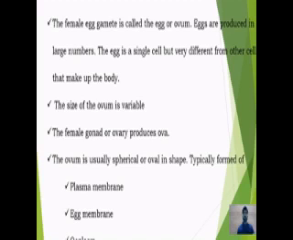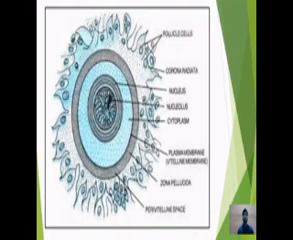Female, when they just lay eggs, they are usually spherical or oval in shape. These eggs typically have a plasma membrane, egg membrane, and the ooplasm. When you see this picture of the ovum or the egg, you can see several layers are present.